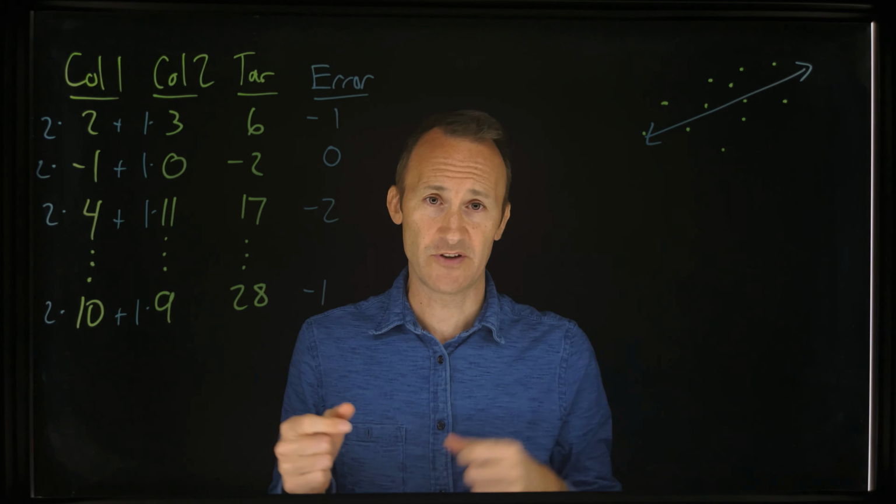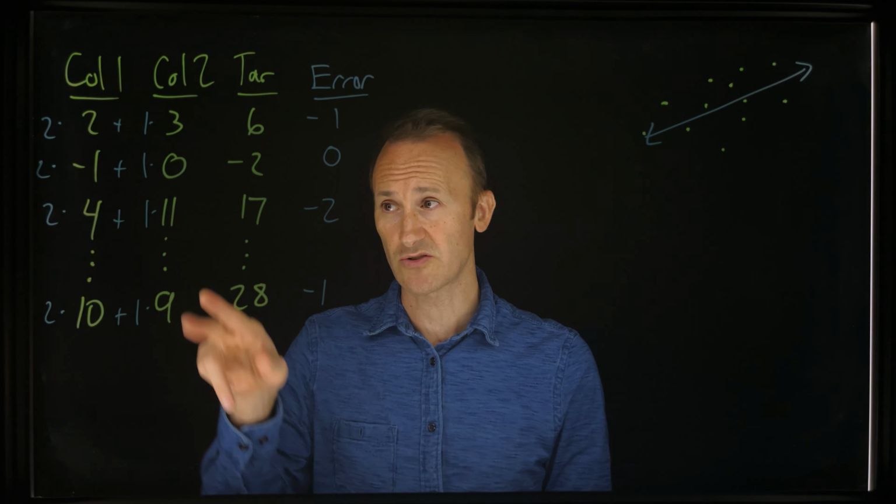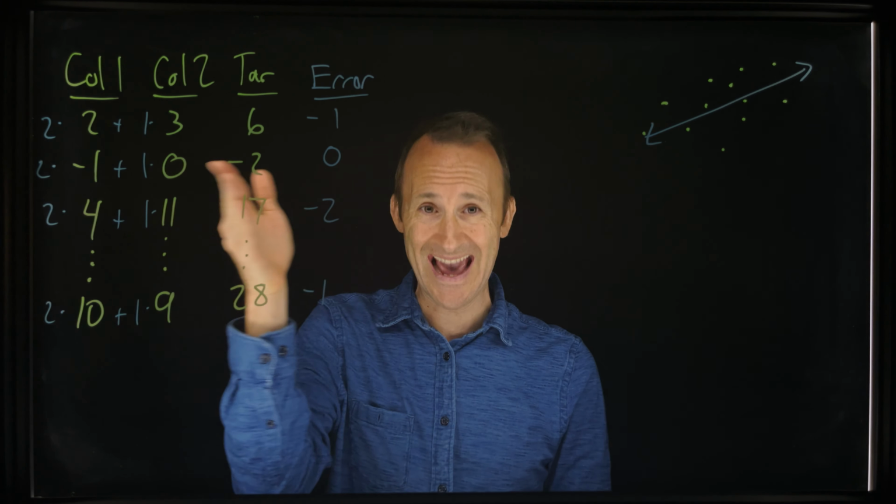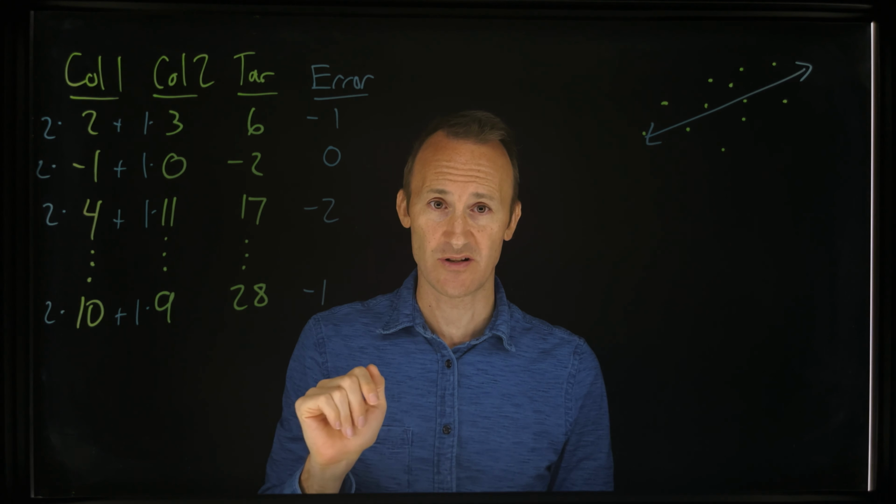Because, hey, if you got 15 columns, guess what? Linear regression is going to find 15 different multipliers. It's going to add them together to get as close as possible to the target.